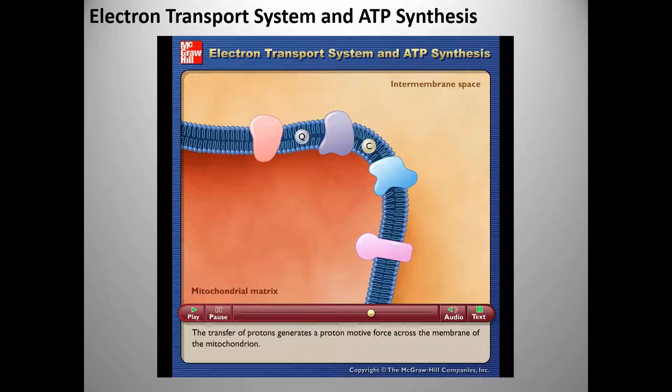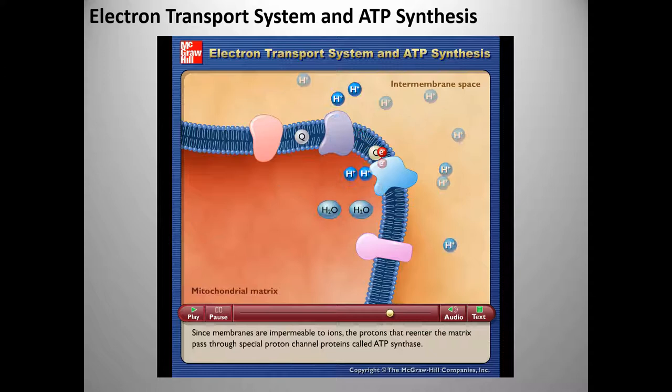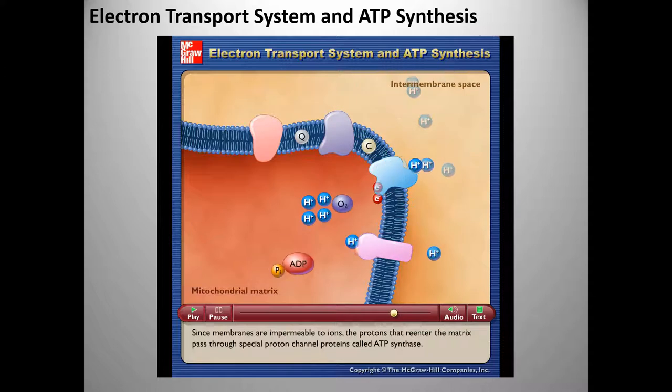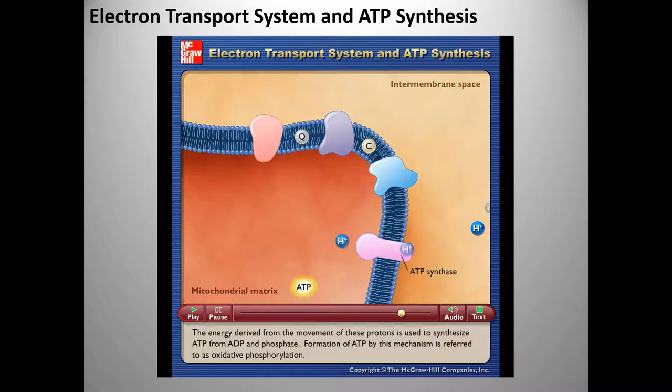The transfer of protons generates a proton motive force across the membrane of the mitochondrion. Since membranes are impermeable to ions, the protons that re-enter the matrix pass through special proton channel proteins called ATP synthase. The energy derived from the movement of these protons is used to synthesize ATP from ADP and phosphate. Formation of ATP by this mechanism is referred to as oxidative phosphorylation.